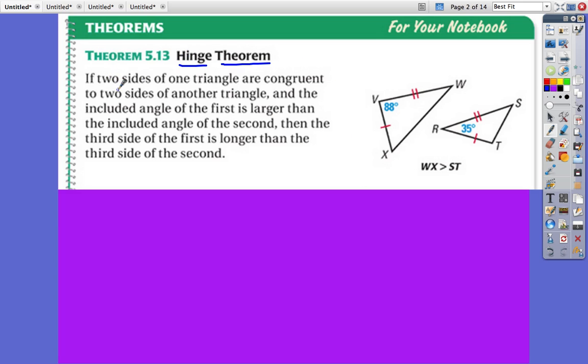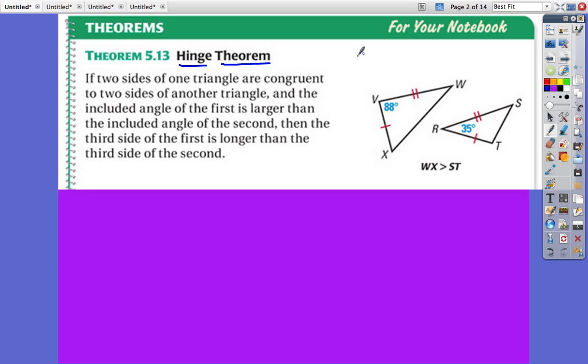The Hinge theorem says if two sides of one triangle are congruent to two sides of another triangle, and the included angle of the first is larger than the included angle of the second, then the third side of the first is longer than the third side of the second.